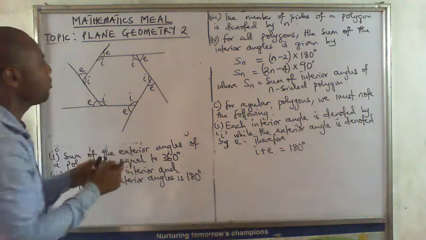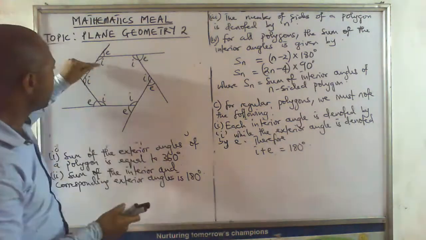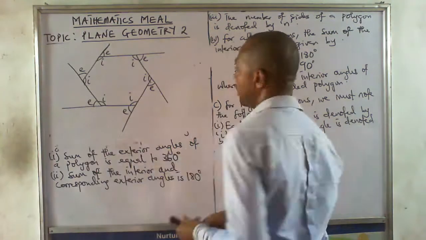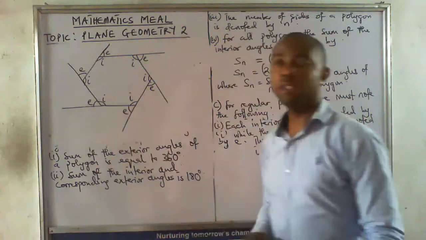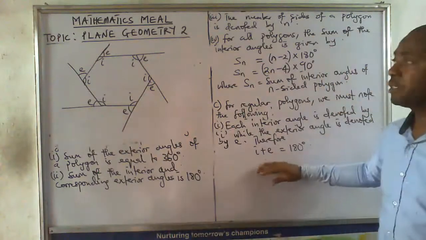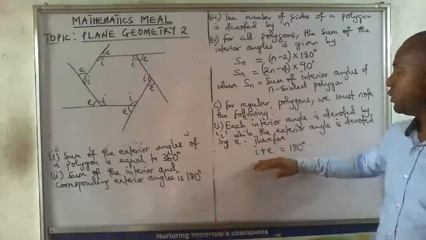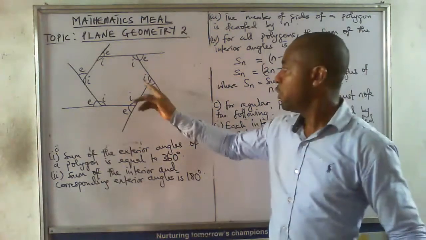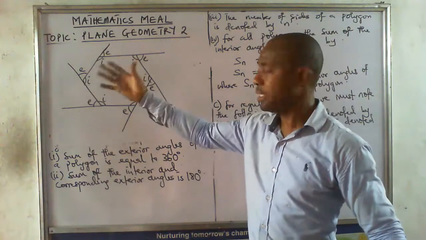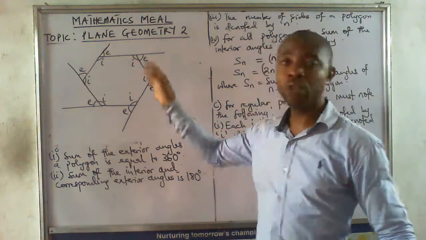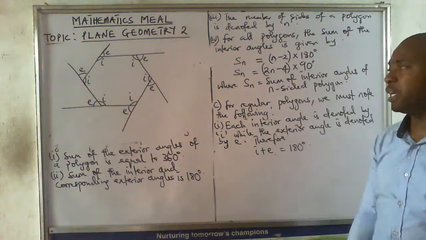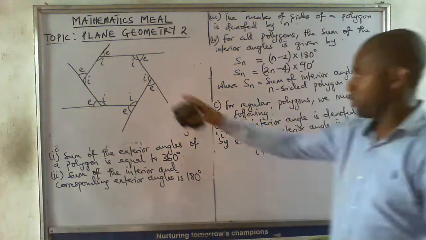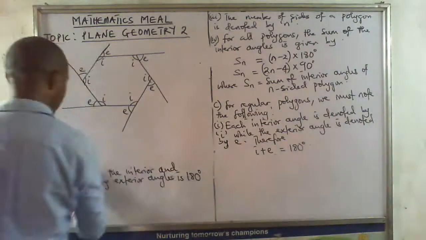Now if you look at this from the knowledge of geometry 1, this is a straight line, and the sum of angles on a straight line will give us what? 180. So you now see that I plus E is 180. That's the origin of this. For a regular polygon, we just need to know that the interior angles are all the same, and the exterior angles are also the same. Okay, so we have established that. Now we do two more things from here.